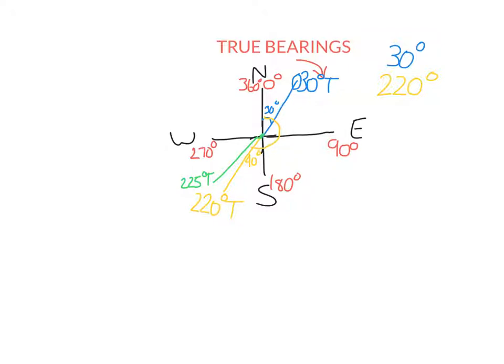Please pause and copy this down if you need. A hiker walks on a bearing of 330 degrees true for 5 kilometers. How far north is she of her starting point? So what we do in these situations, if you're not given a diagram, is draw one. Always start by drawing up your compass. So we have north, east, south, west.